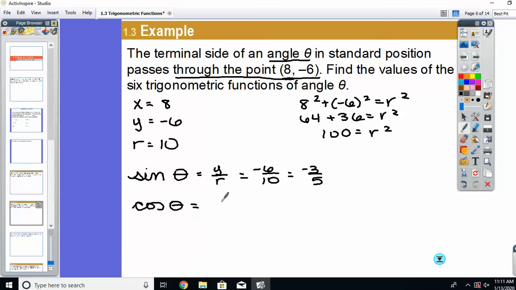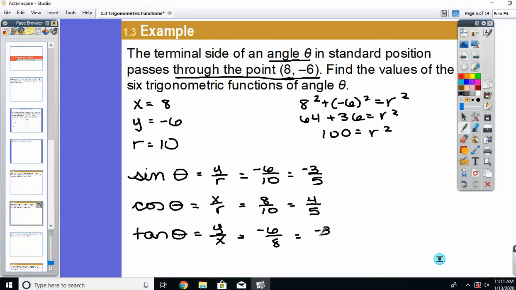Cosine theta is x over r. So 8 over 10 reduces to 4/5. Tangent of theta, the definition of tangent is y over x. So negative 6 over 8, which reduces to negative 3/4.